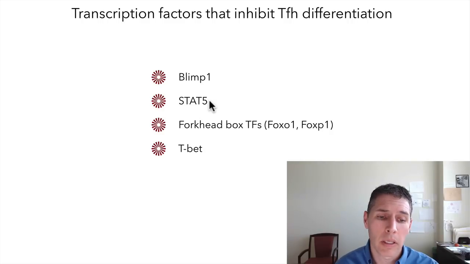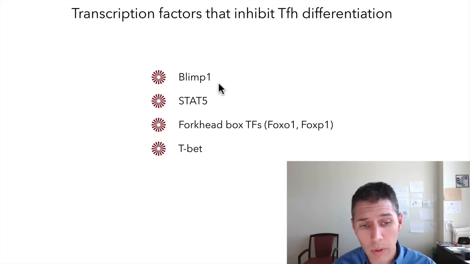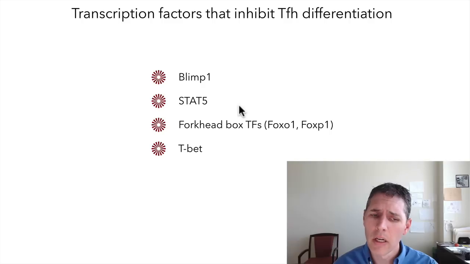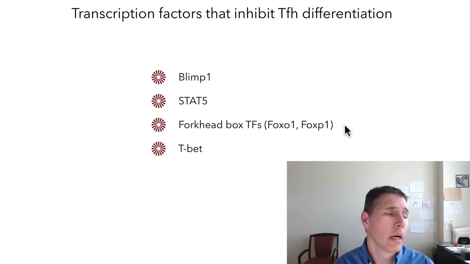In part, this is because IL-2 signaling, which is the cytokine that is the strongest inducer of BLIMP1, induces BLIMP1 via STAT5, and so STAT5 induces BLIMP1. But in addition, STAT5 inhibits other aspects of TFH differentiation as well. A third category are Forkhead box transcription factors, such as FOXO1 and FOXP1.